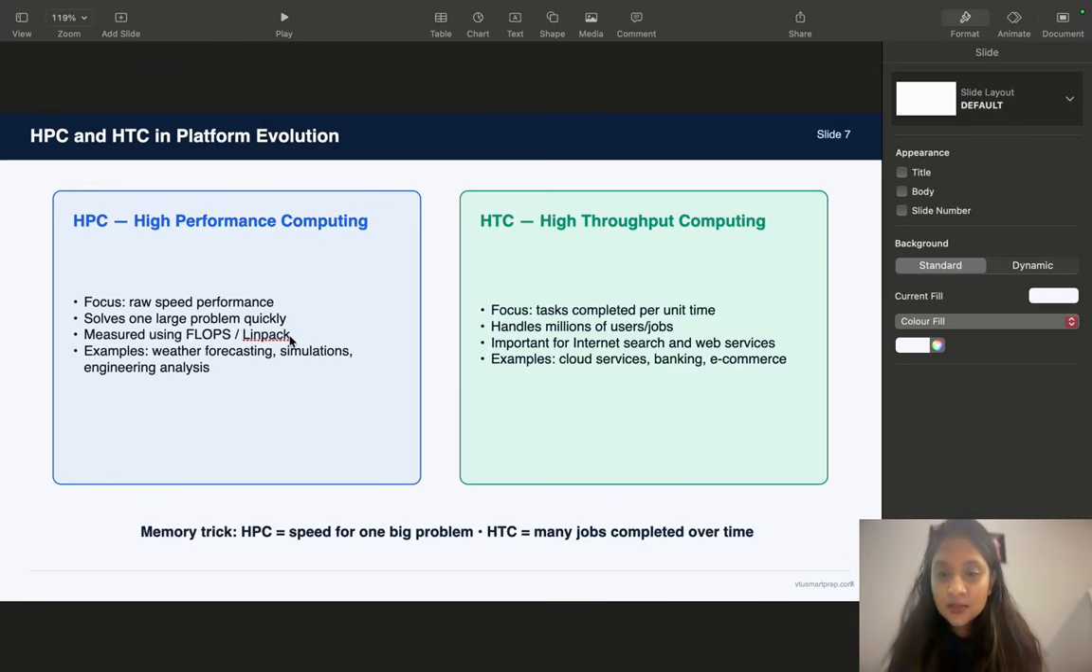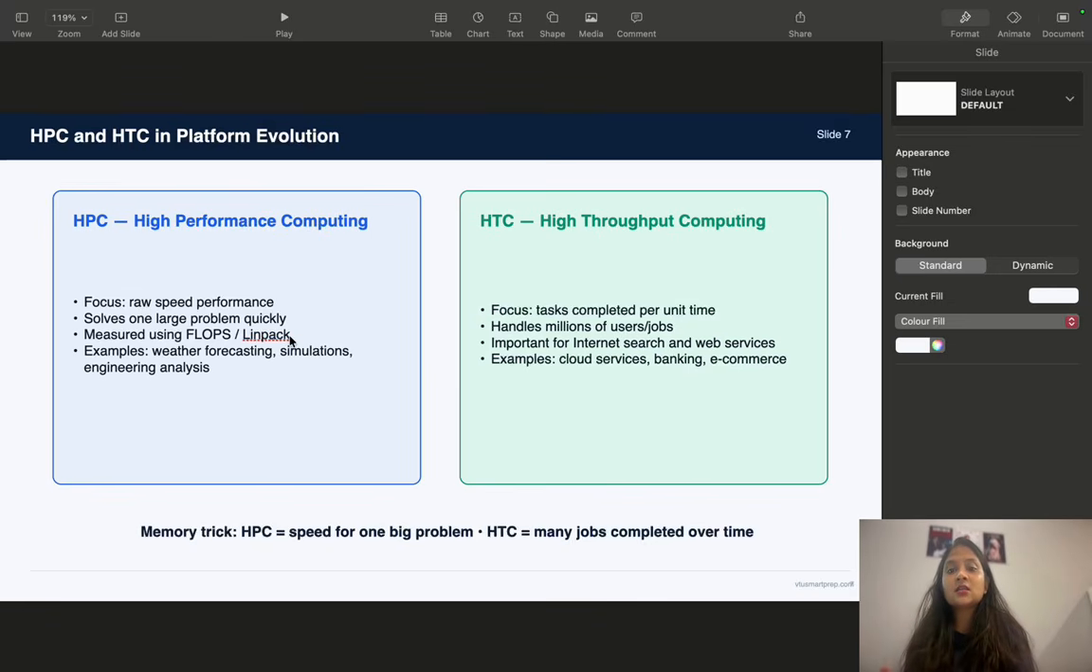Next we have HTC. HTC means high throughput computing. Throughput focuses on tasks, the number of tasks. So HTC focuses on the number of tasks completed per unit time. It focuses on the number of tasks completed, but how? Per unit time.